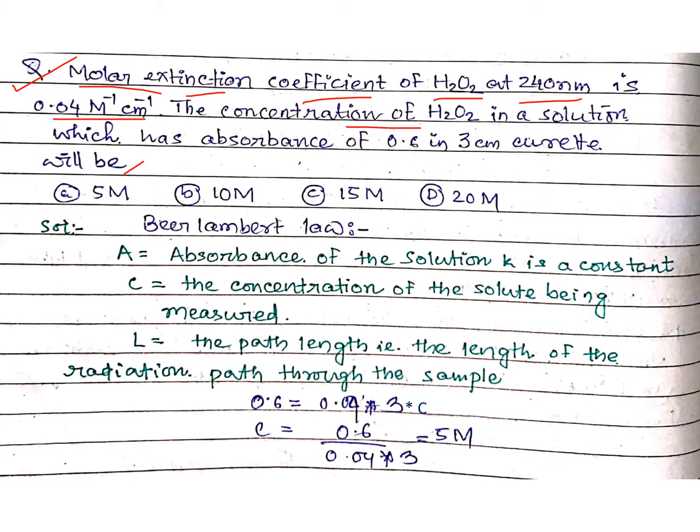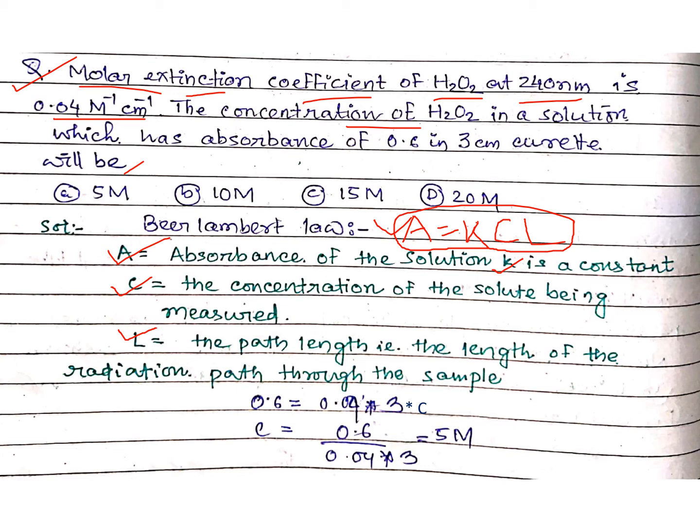Before we proceed, we should remember what Beer-Lambert's law is. Beer-Lambert's law tells us that absorbance is equal to the molar extinction coefficient, that is K, a constant, times the concentration times the path length of the cuvette, that is A equals KCl. This is the formula. Here A is the absorbance of the solution, K is the constant, that is the molar extinction coefficient, C is the concentration of the solute being measured, and L is the path length.